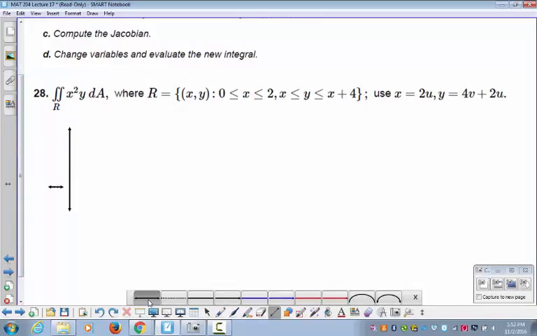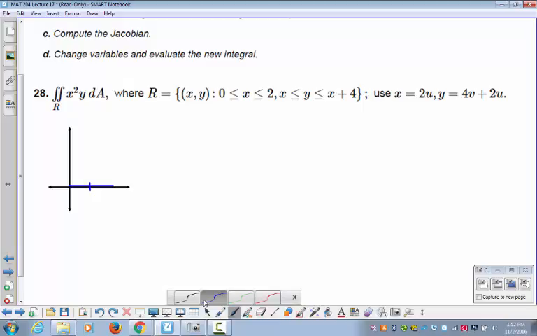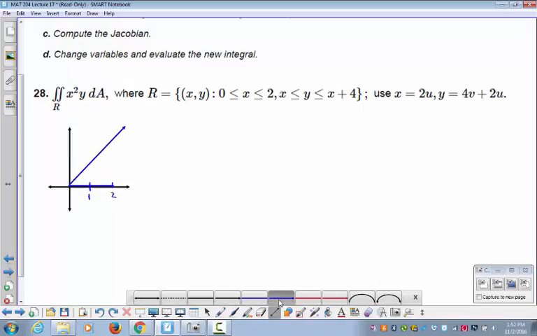So let's first draw our xy region. So x is between 0 and 2. That's simple enough. x is just this interval 0 to 2. And then y is going between y equals x and y equals x plus 4. So y equals x there. y equals x plus 4 is the same curve but shifted up 4 units. So let me draw it like that.